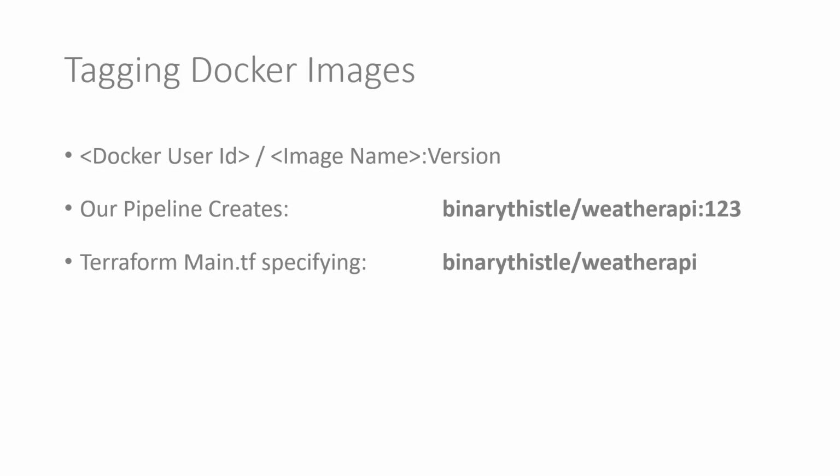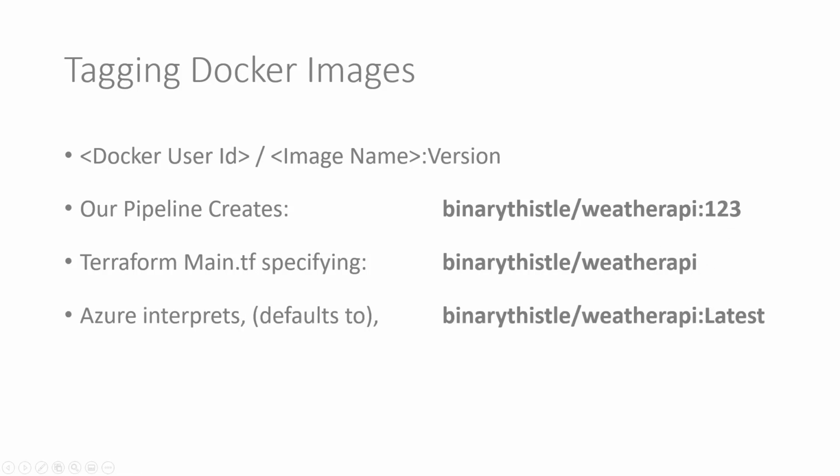In our Terraform main.tf file, we are specifying that we want Azure to build a container with the name of this image here, okay? We're not specifying any version value. And when that request goes to Azure, Azure interprets it as this. And we'll pop over to Azure and have a quick look at what I mean. If you don't supply an actual value for the version, then it will default to the latest version. And as a result, it will throw an error.